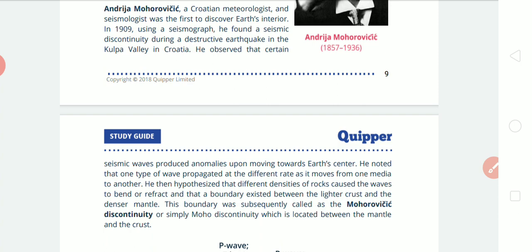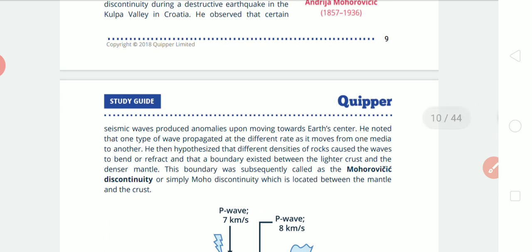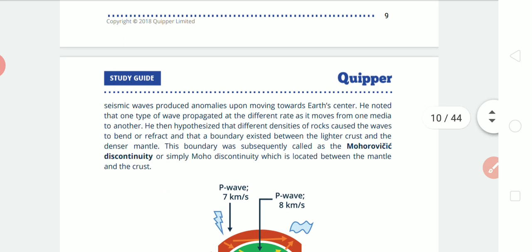He then hypothesized that different densities of rocks cause the waves to bend or refract, and that a boundary existed between the lighter crust and the denser mantle. This boundary was subsequently called the Mohorovic discontinuity, or simply Moho discontinuity, which is located between the mantle and the crust.